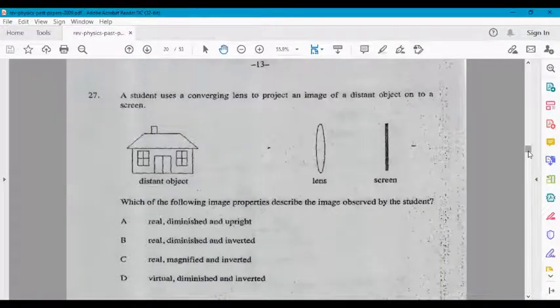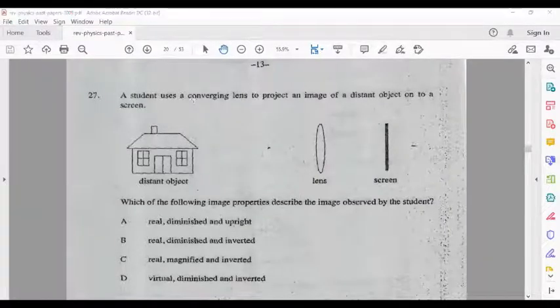Next question. A student uses a converging lens to project an image of a distant object onto a screen. Which of the following image properties describe the image observed by the student? Okay, so let's remember a converging lens. Converging, that's our convex lens. Convex, X marks the spot. So this is the one where all of our light rays are refracted and they meet at a point like so. Okay, we already have a clue here as to one of the properties of this image.